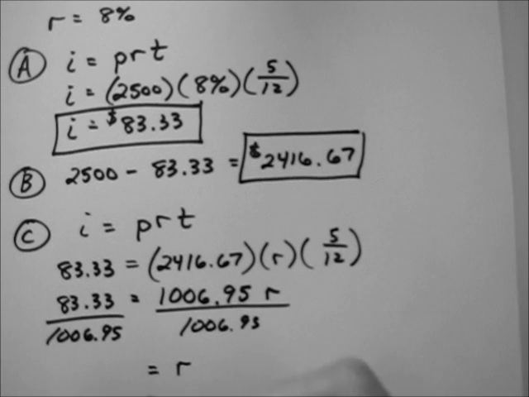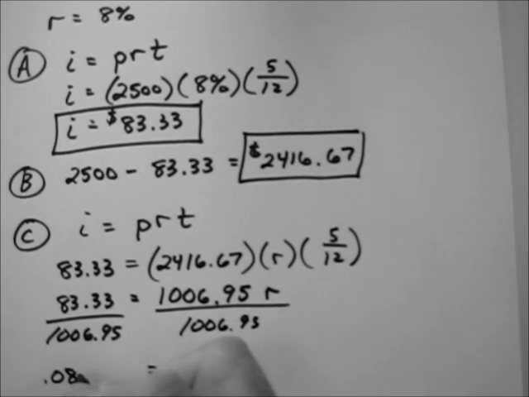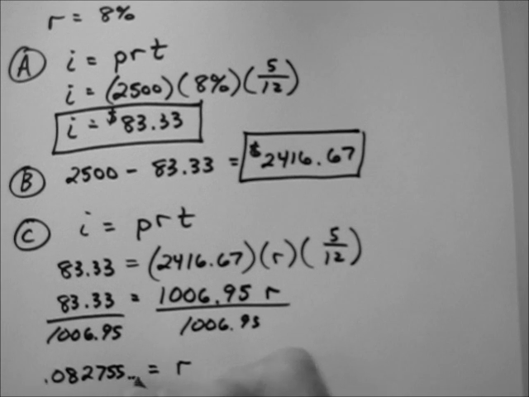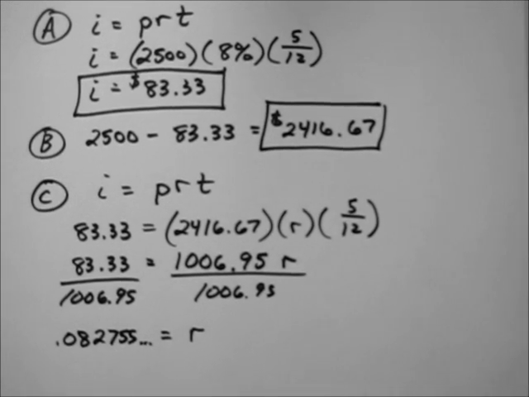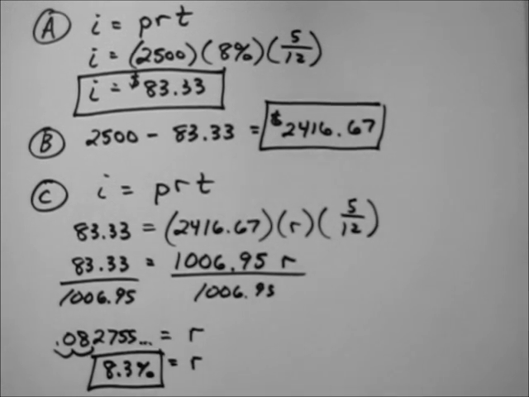So according to my calculator, R equals 0.082755 and some other stuff. This is supposed to be an interest rate. So move it 2 places, I get 8 point, let's round it to 1 decimal place, 8.3%. And that's the rate of interest that Kwame really feels like he's getting charged because it's a discount note.